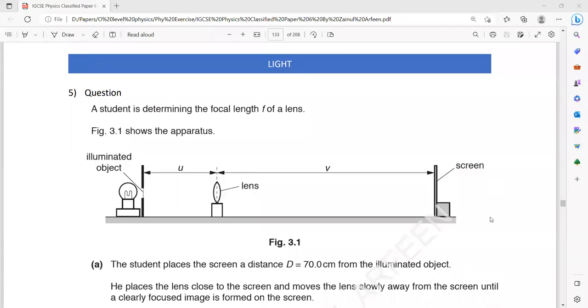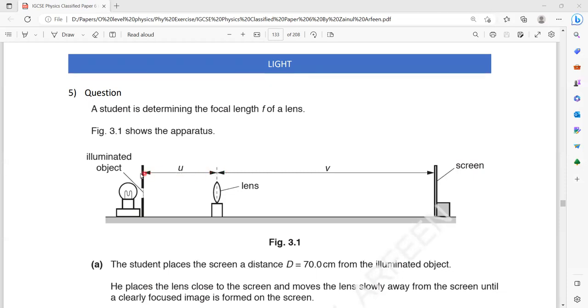So this one is question 5 from Alternative to Practical Light Experiments. A student is finding the focal length of a lens by finding a point where all the parallel light rays converge. Figure 3.1 shows an apparatus: the illuminated object is there, and the lens is placed on the screen. Looking at these distances, we can identify without calculation that the image size will be bigger or larger than the object.